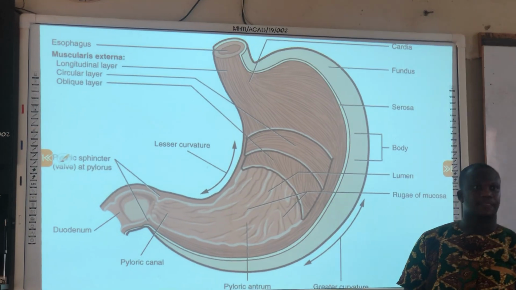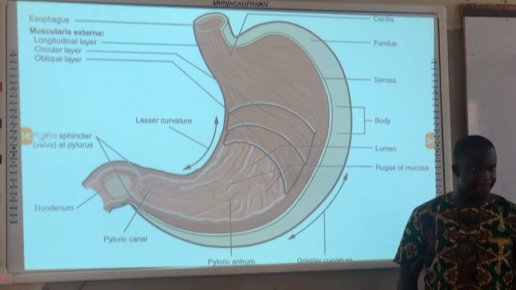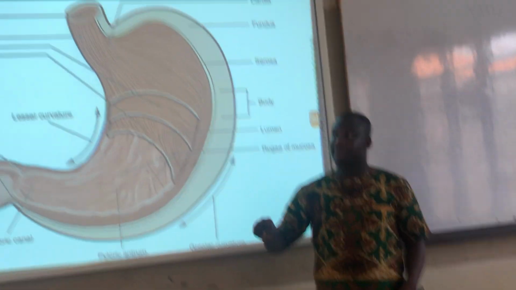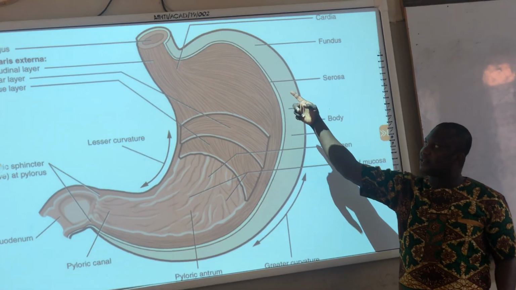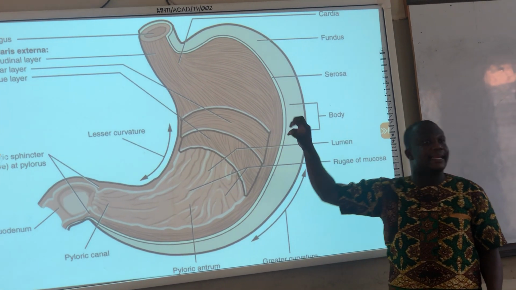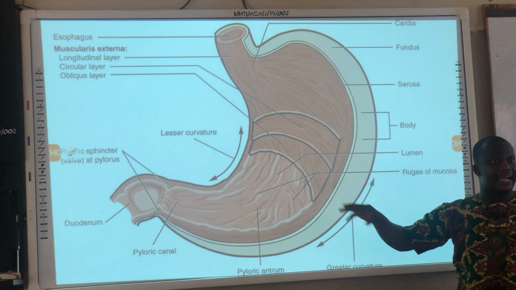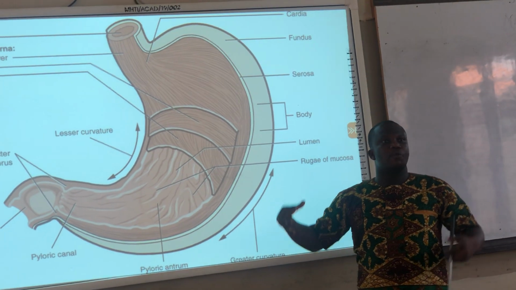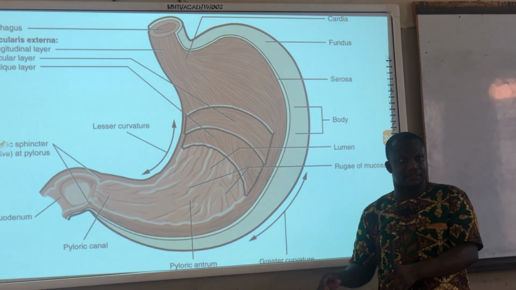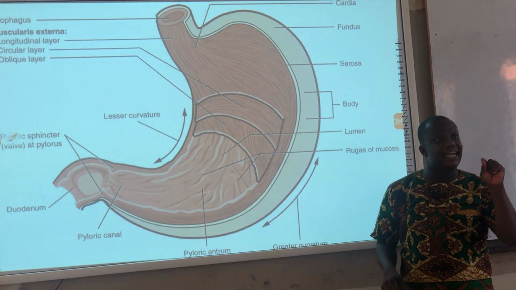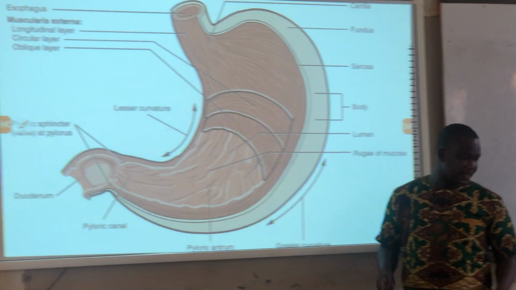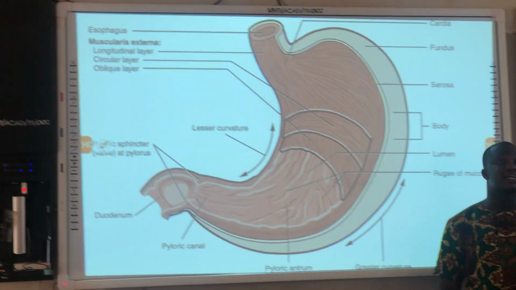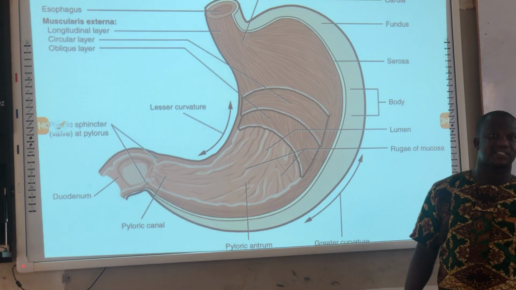Another function is that it churns food into chyme. Whenever food lands in the stomach, the outer longitudinal layer, the middle circular layer, and the inner oblique layer are thrown into action, and the action helps mix the food with gastric secretion to form the chyme. So it churns food into chyme. Then the third function is that the stomach secretes hormones. What are those hormones? Gastrin, histamine, serotonin.